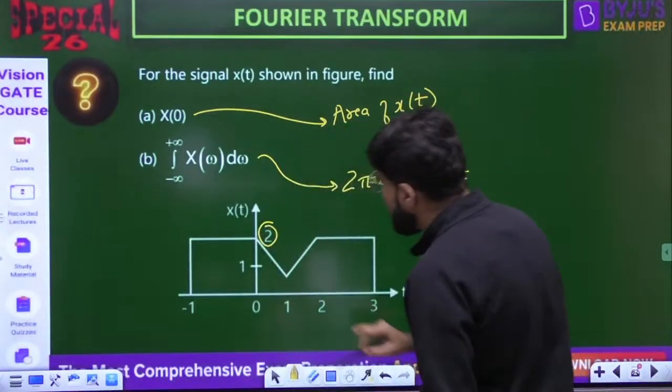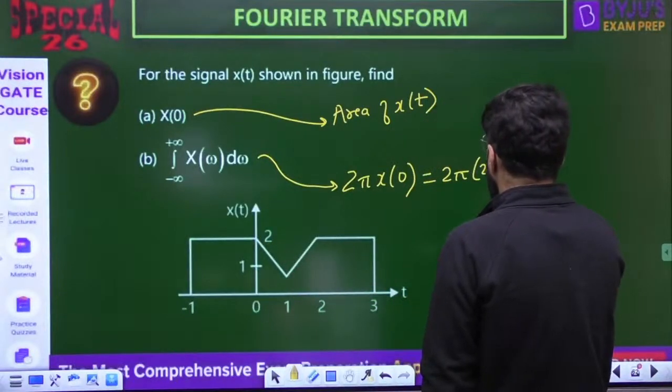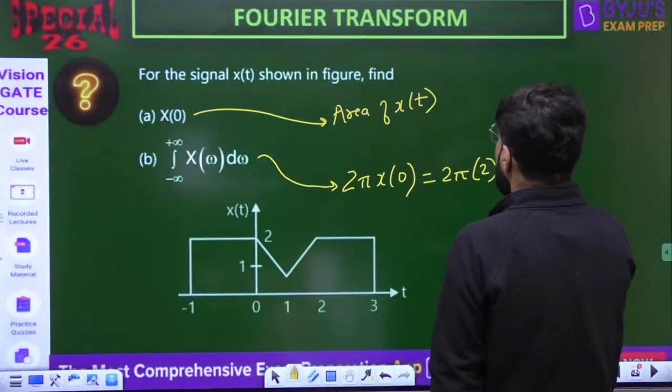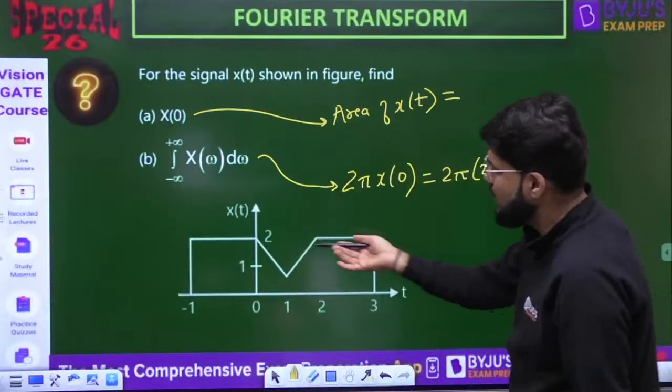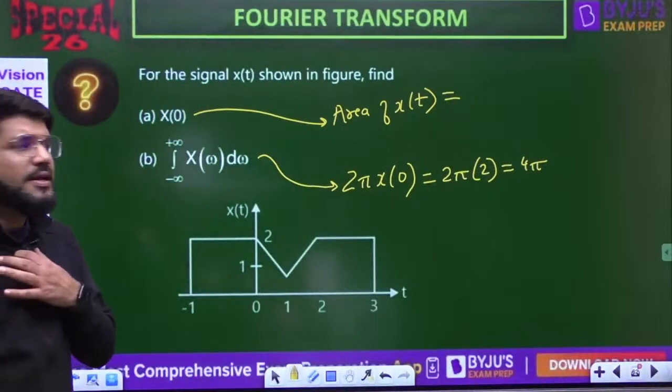What is the value of x(t) at origin? That is 2 units. So 2 pi into 2, the second answer is 4 pi. For the first answer, you have to calculate the area of x(t).